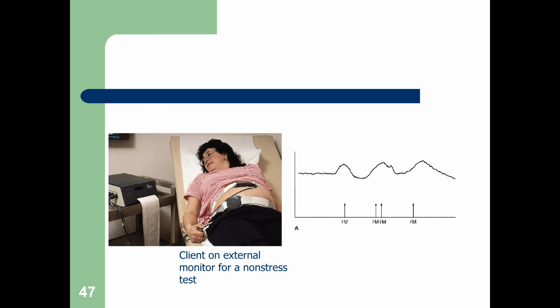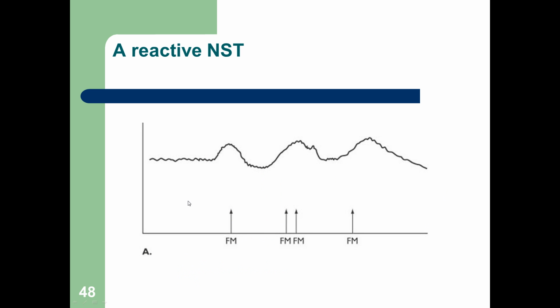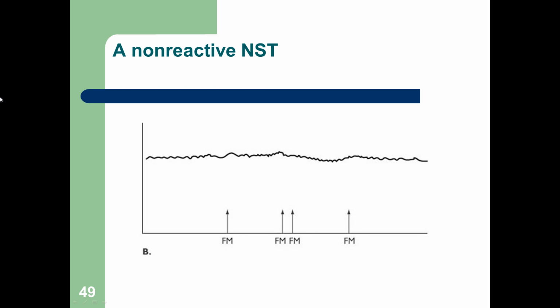So let's look at this. She's on an external monitor for a non-stress test. And every time she feels the baby moving, we got good acceleration from our baseline. Okay? Here's a reactive. We've got good acceleration, good fetal movement. There's a non-reactive. You don't see a lot of fluctuations. See, she feels that baby moving there, but you don't see a lot of acceleration, okay?